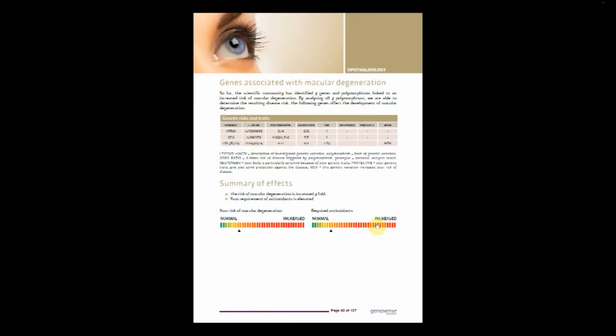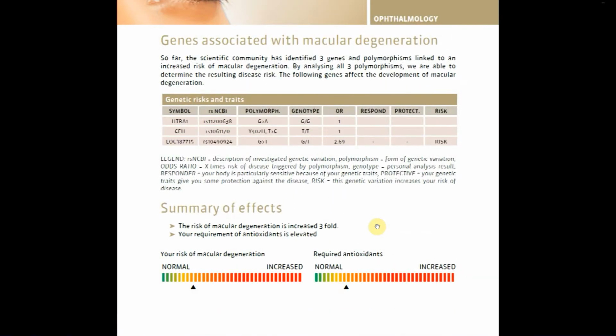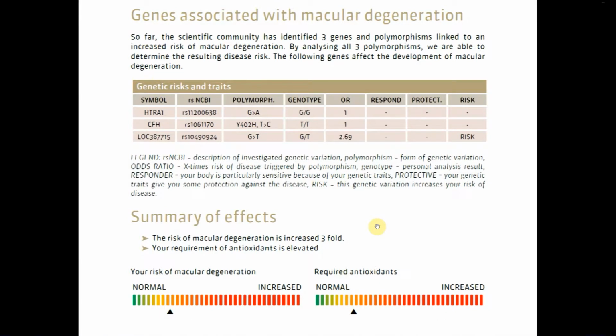And this is a disease that is influenced by a number of genes. So in this case, 2 genes are okay, but one of them increases the risk 2.7-fold. So the risk is higher. And again, do check your own results. You might be normal, so low risk of this eye disease. It might be very high or somewhere in between.